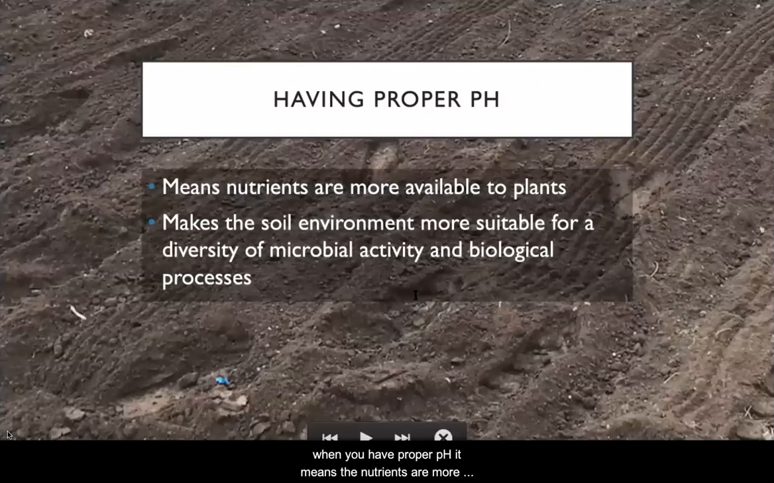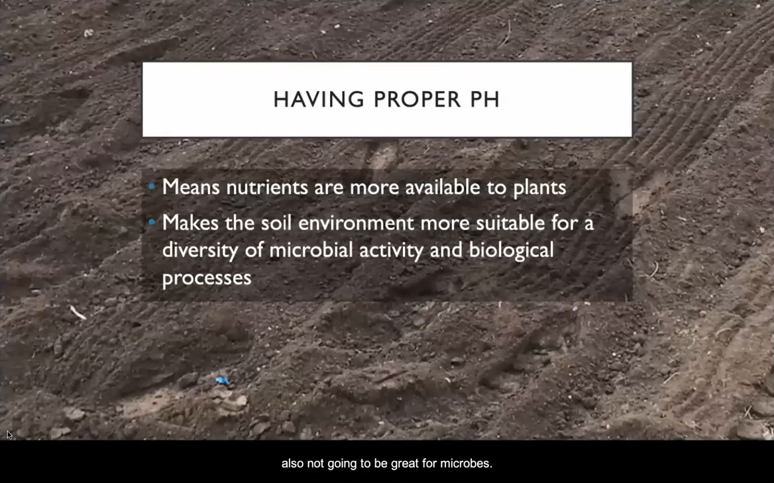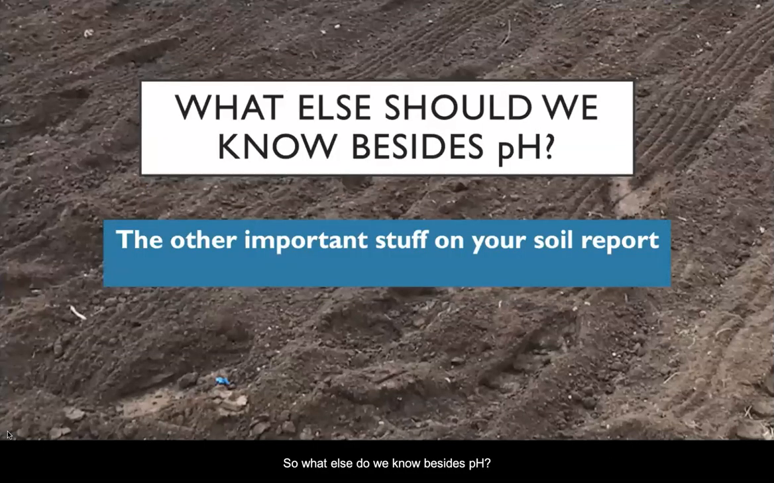And of course, when you have proper pH, it means the nutrients are more available to plants, and it makes the soil environment more suitable for diverse microbial activity. Because if it's too acidic, you're not going to have a good variety of microbes in the soil. And if it's really high in alkalinity, it's going to be exactly the same. So what else should we know besides pH? There's lots of other things, and pH is the most important one.